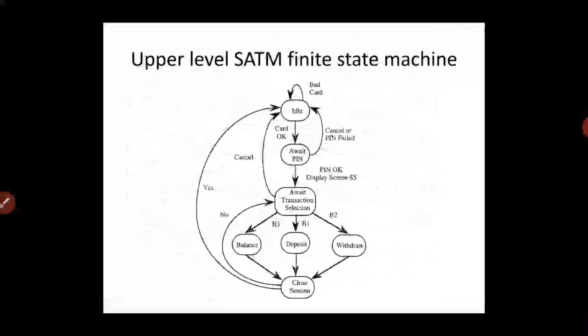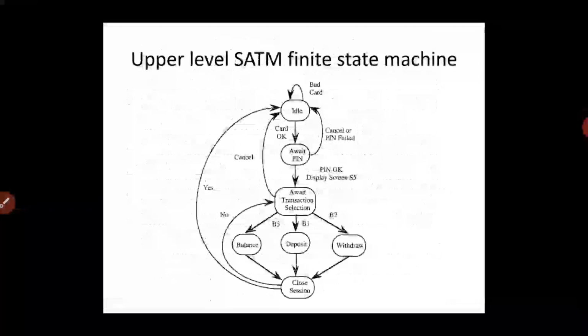Different states are there, like idle state, avoid pin, avoid transaction selection, balance, deposit, withdraw, close session, and so on. Each has a relationship: avoid pin can go to the idle state again, and from close session we can again go to avoid session. From close session you can again go to the idle state, and from avoid transaction selection you have three approaches.